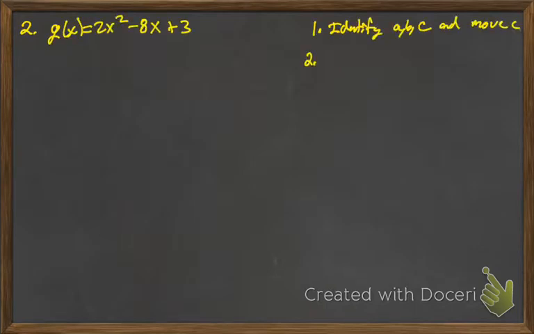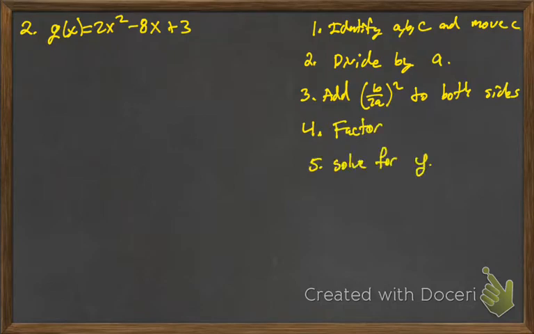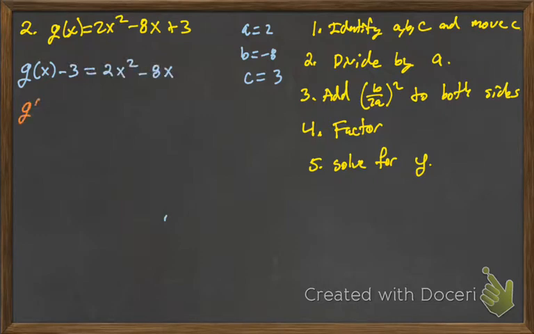So here's the function. We'll write down all the steps for putting that in vertex form, identify your ABCs. Okay, so we do that. We'll go ahead and move c over. So we're going to subtract 3 from both sides. 2x squared minus 8x on the other side. Divide everything by 2. Divide by a. So we get x squared minus 4x.